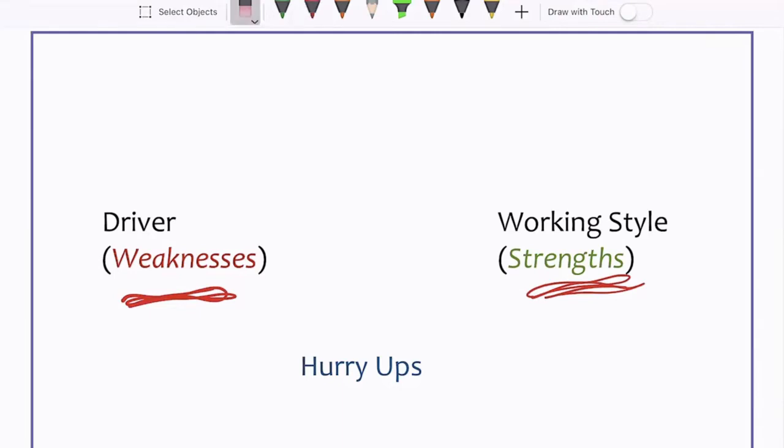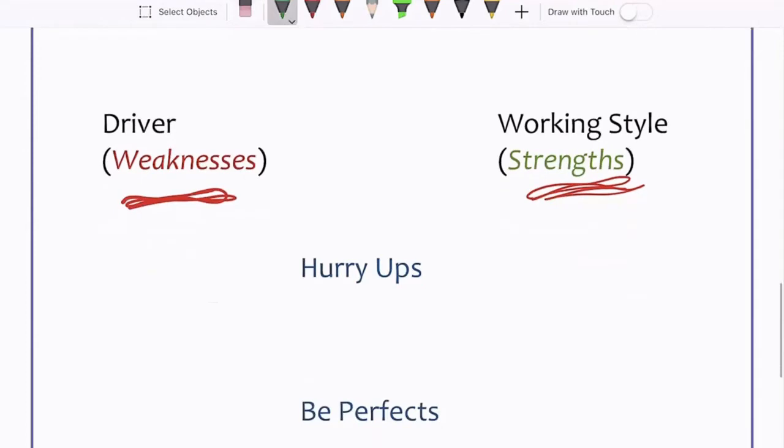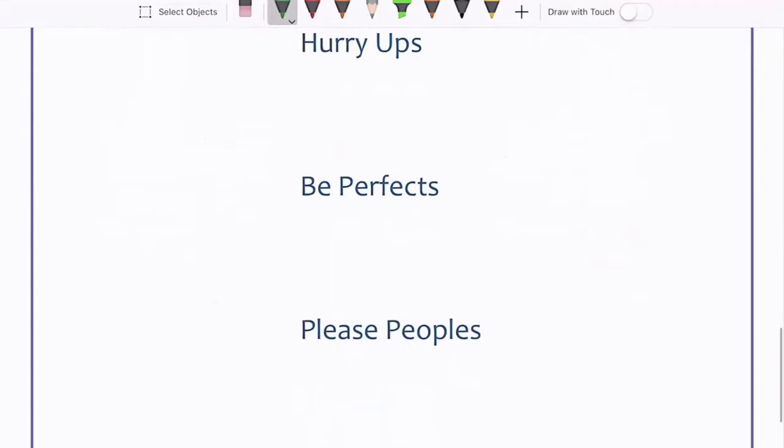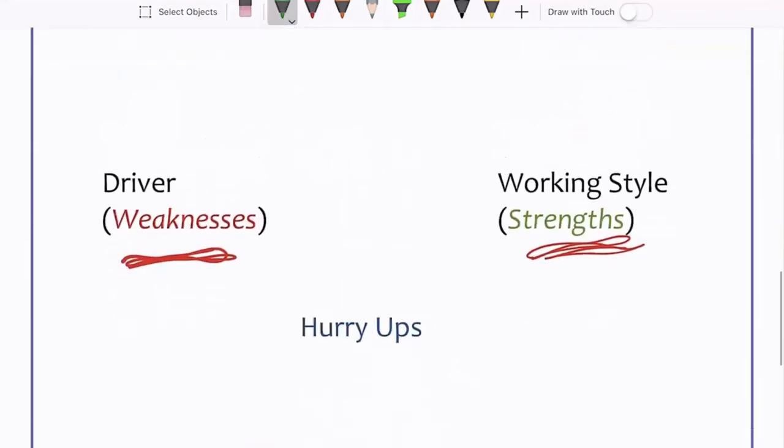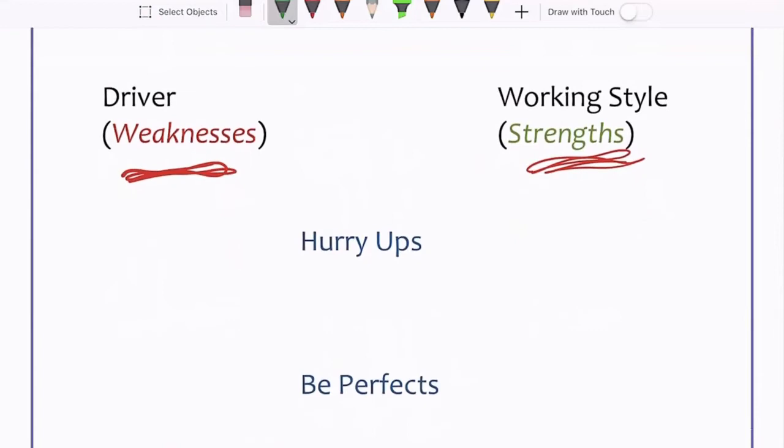So I'm going to look at hurry-ups first. What we're talking about here are hurry-ups, be perfect, please people, try hard and be strongs. Some of you may be familiar with these terms. They describe behaviour. One of the great strengths of TA is that its founding father, Eric Berne, was very keen that this was all user-friendly and accessible language, language that people could understand and work with for the rest of their life, because he was very much about not creating a dependency on the psychotherapist. Rather than being in therapy for 20 years, the idea is that you learn some of these tools and you can work on them yourself forevermore if you want to.